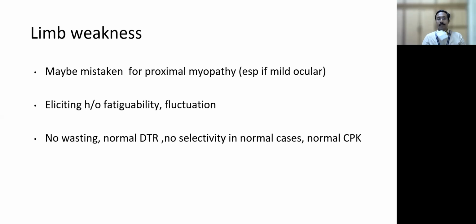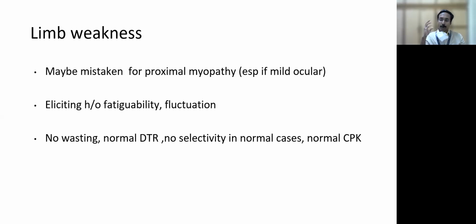CPKs will be normal. So it's important to understand that isolated limb weakness is quite difficult sometimes to diagnose, to bring into the NMJ category, because this fatigability in limb weakness can often be pushed under the carpet and put down to routine pains and difficulty in walking, rather than a limb weakness which is fluctuating.